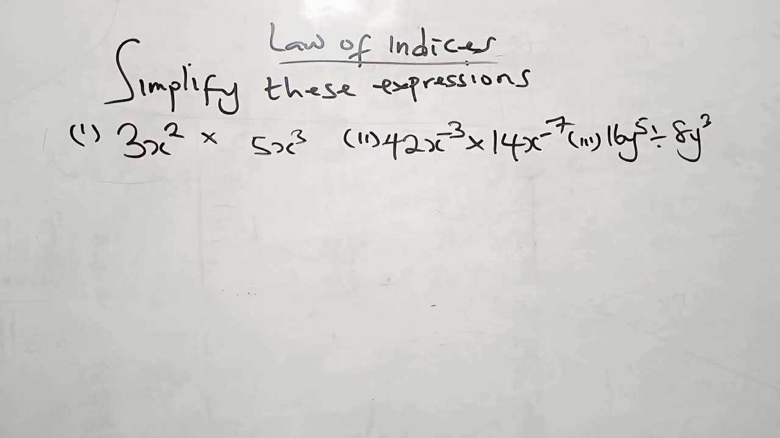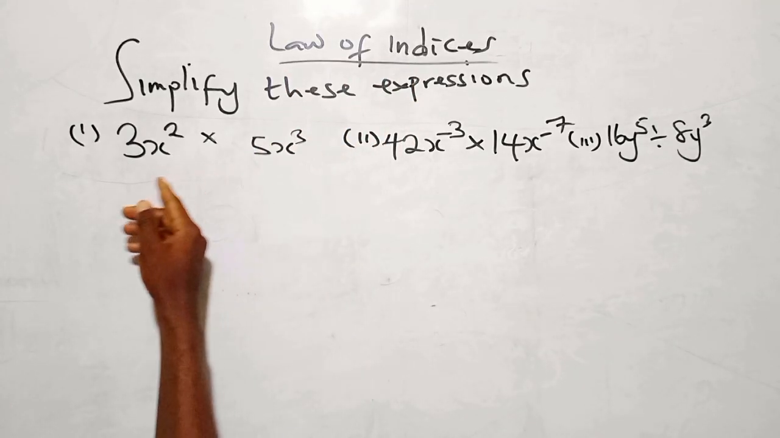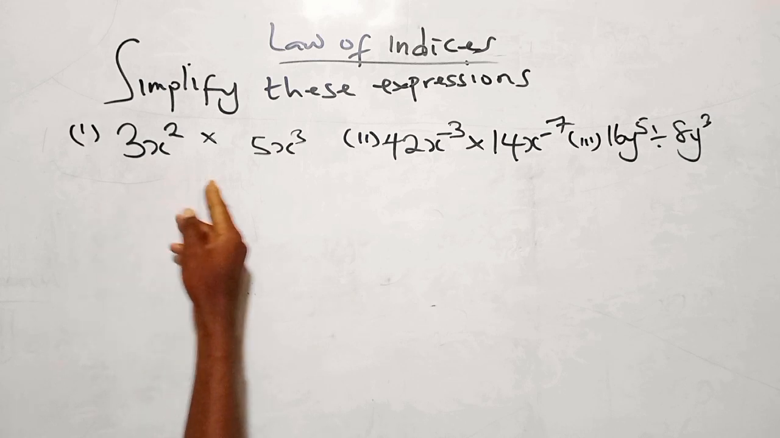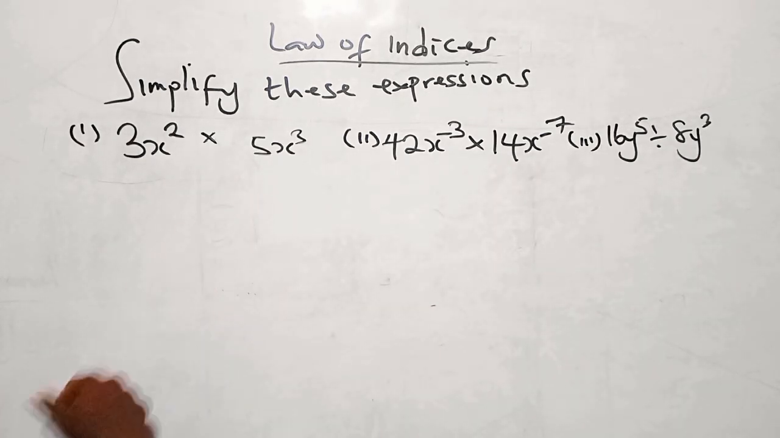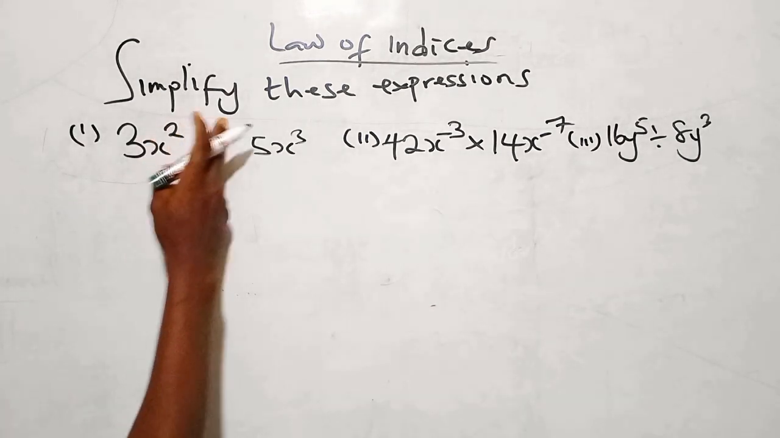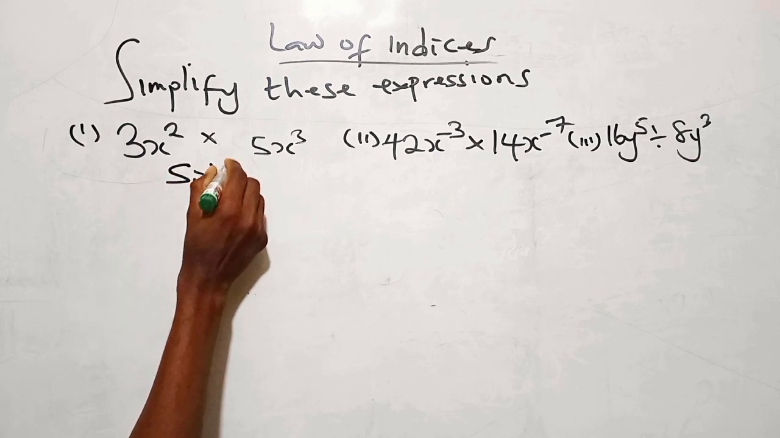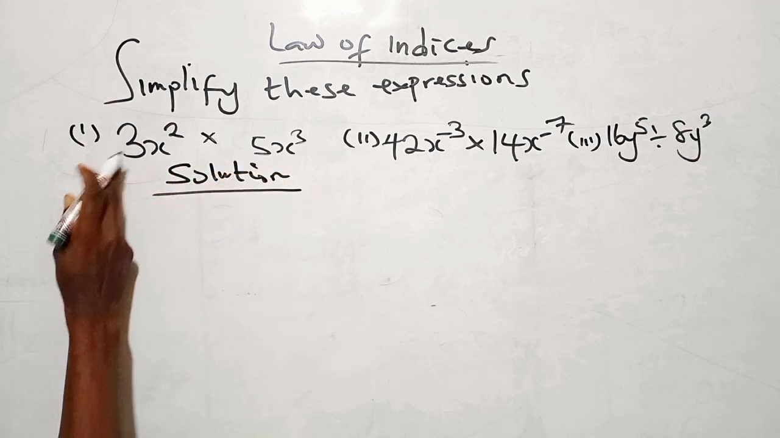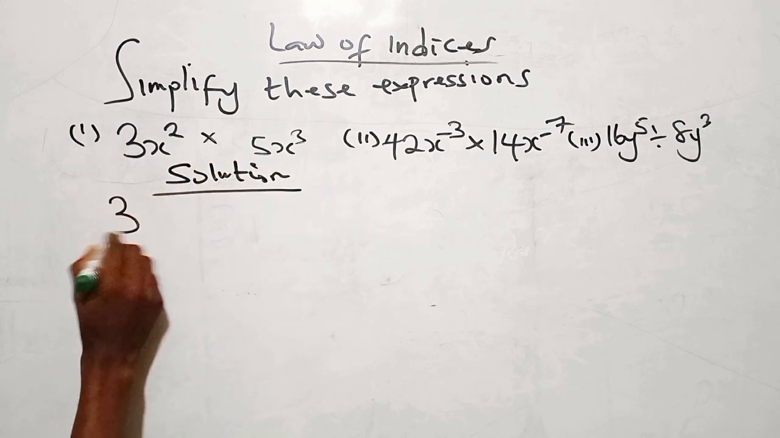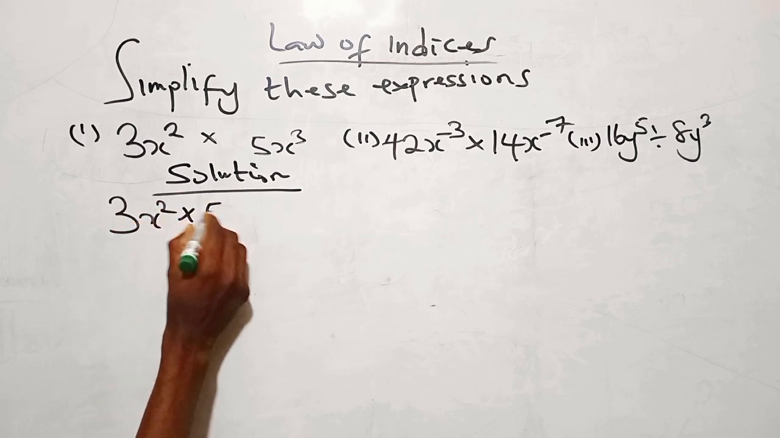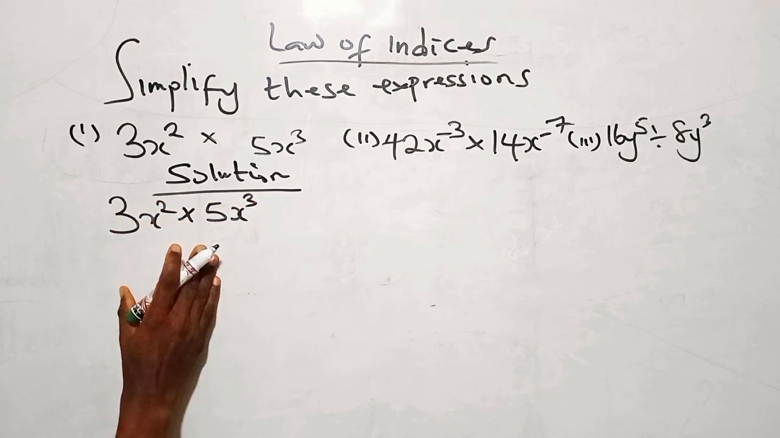In today's class, we'll be learning how we apply the laws of indices in resolving these given algebraic expressions. Okay, so how do we do that? Solution. So let's start with the first one. We have 3x squared times 5x raised to power 3.